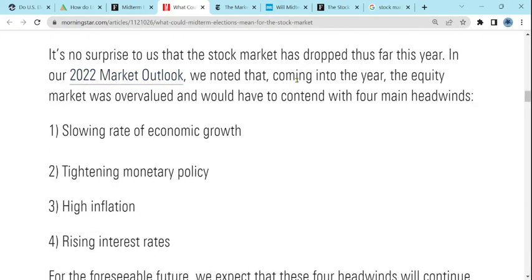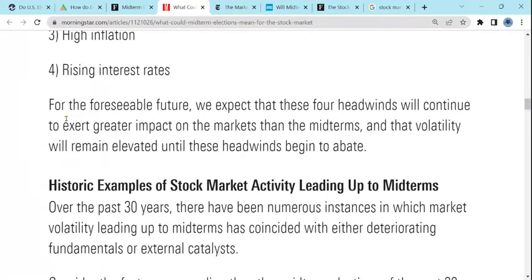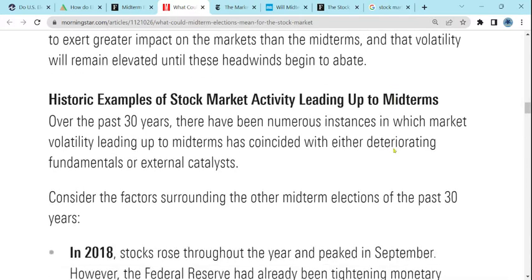So again, in 2022, they're pointing out a number of factors that contributed to the drop: slowing rate of economic growth, tightening monetary policy, high inflation, rising interest rates. For the foreseeable future, these headwinds will continue to exert greater impact on the markets than the midterm election results. Volatility will remain elevated until these headwinds begin to abate.